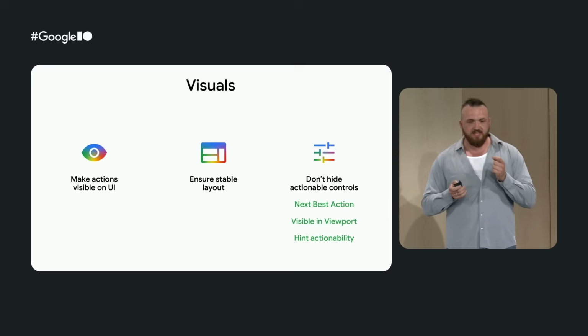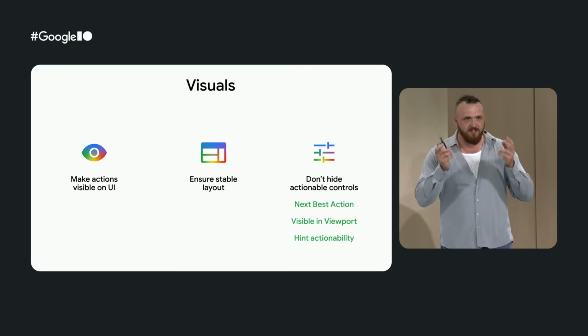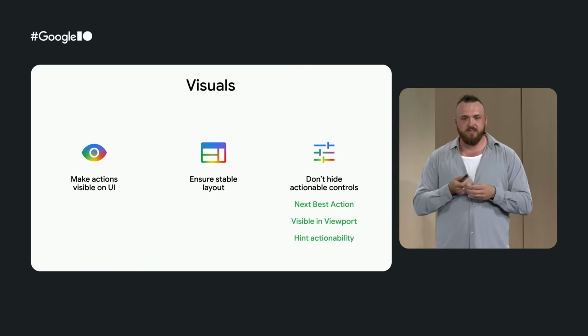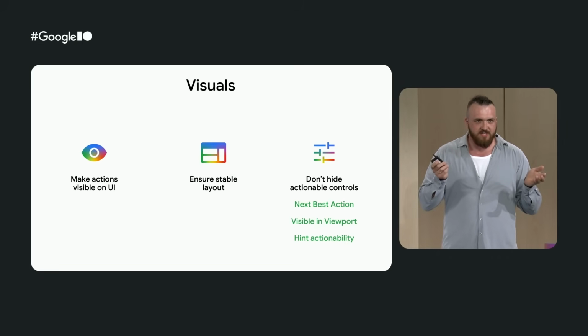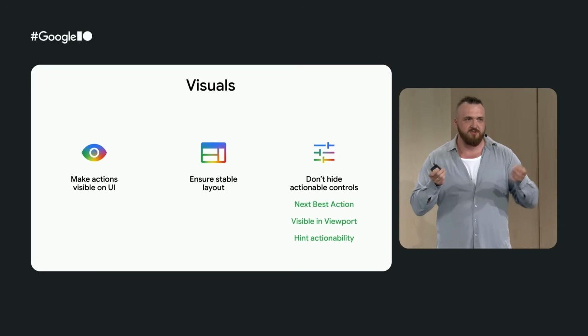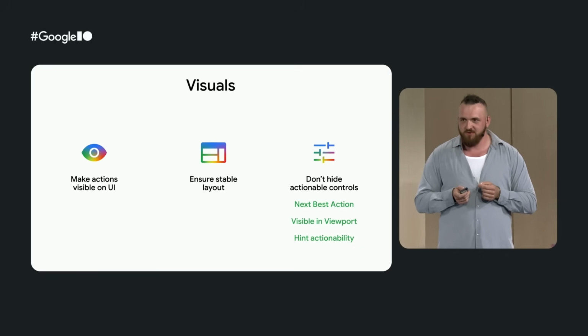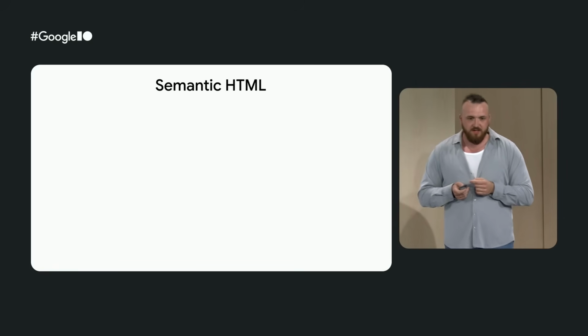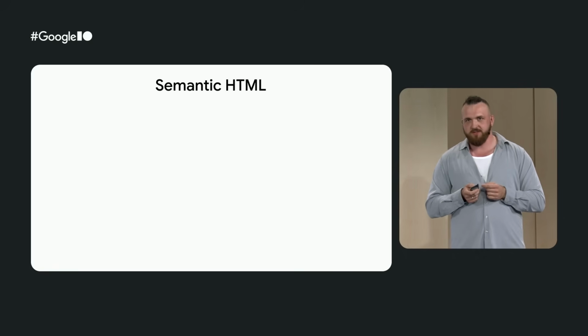There are also certain techniques on how we can hint agents that certain elements are actionable. For example, we can update the cursor in CSS to pointer. It gives a pretty good hint to an agent, okay, there is potentially something actionable, but there are better ways of doing it. So let's talk about structural elements.